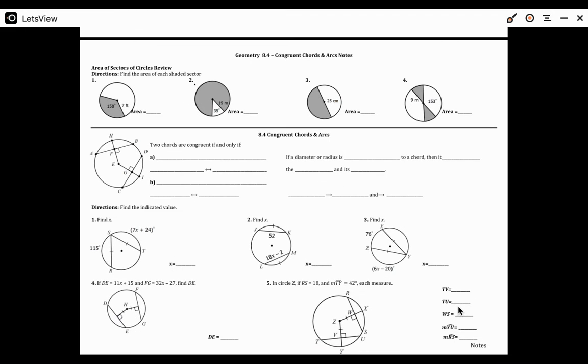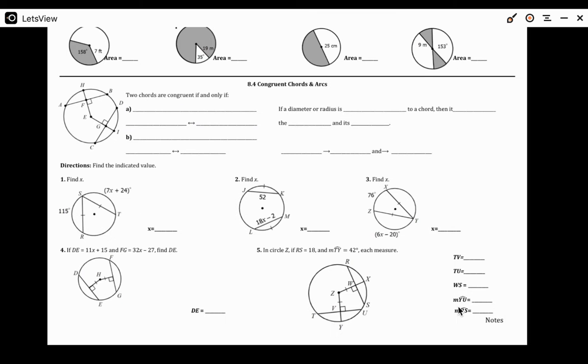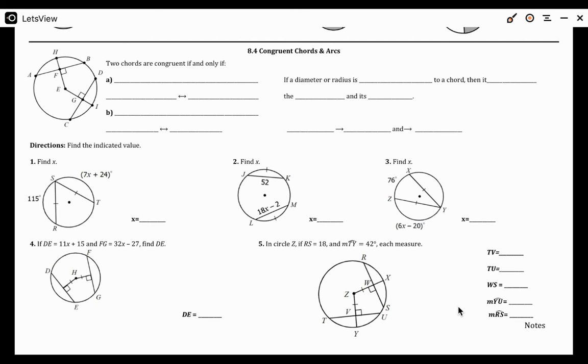Okay, so here's our 8.4 notes video. I am skipping these problems up top just to save on time. I'm going to get into the new content. So this is 8.4 chords and arcs. Try to make the video quick, so if you're gone, you don't have to watch a long video.